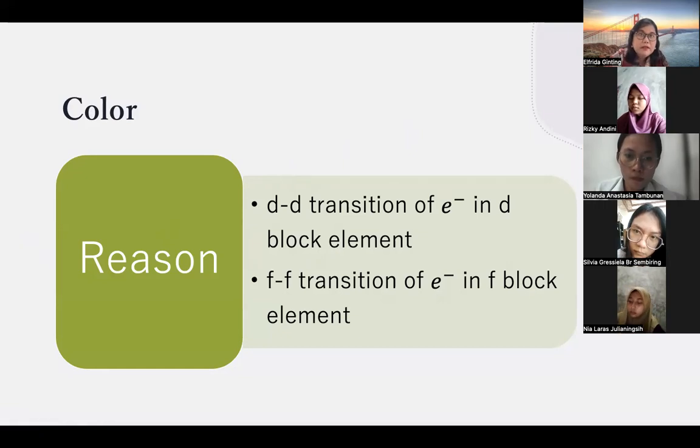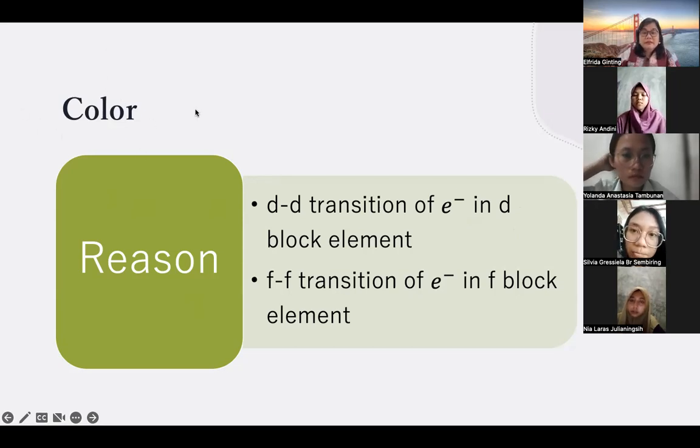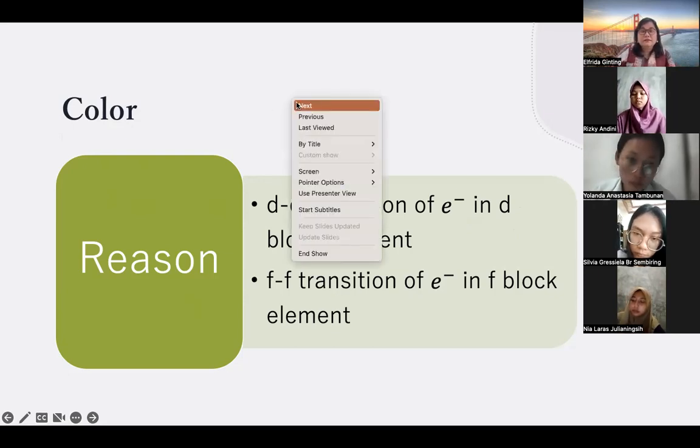I think this semester you will also learn about quantum chemistry. In quantum chemistry, you will learn about the orbitals SPDF. If there is an electronic transition, if an electron moves from this orbital, then it will emit color. So that's the reason transition metals have color.